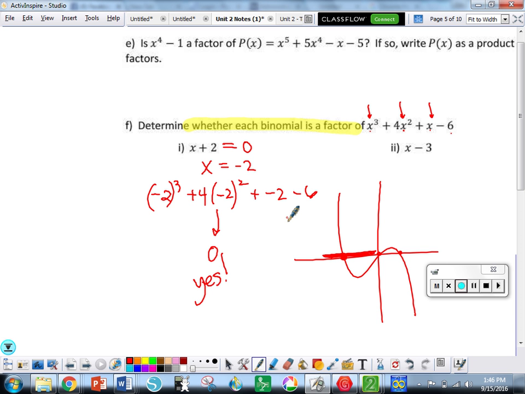See, what about this one? What would I plug in here? I'm going to plug in a 3. Good. Set it equal to 0. Plug in a 3. 3 cubed. 7. 36. 3 minus 6. So I don't know what that is, but I know it's not 0, right? I'm going to say this one is what?